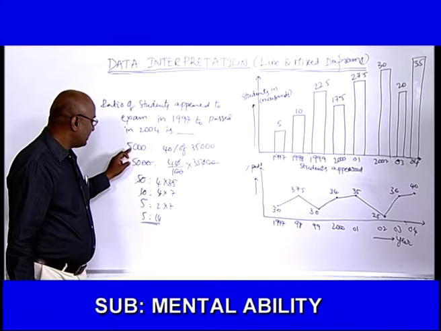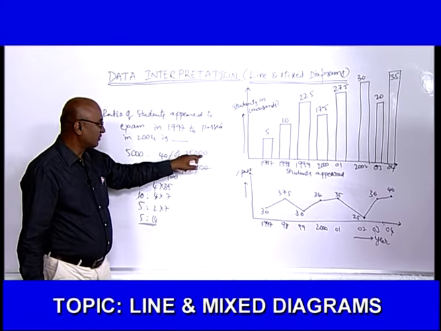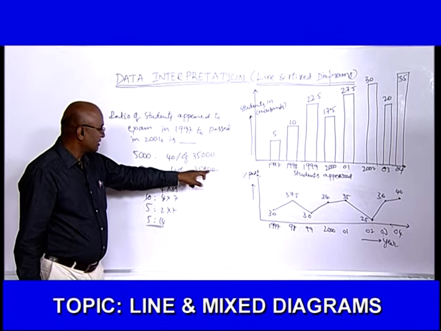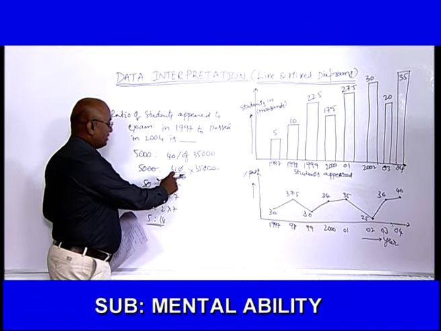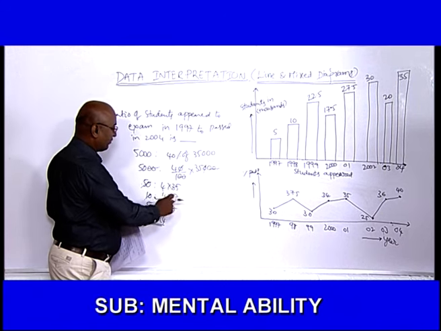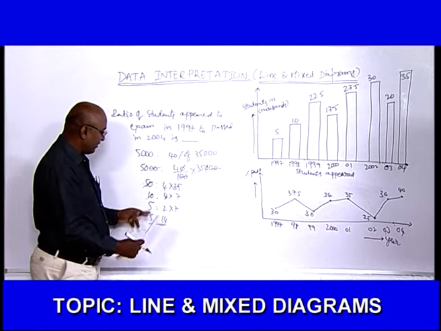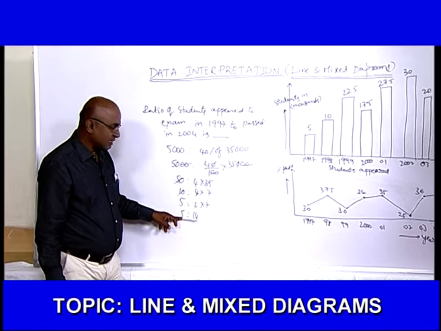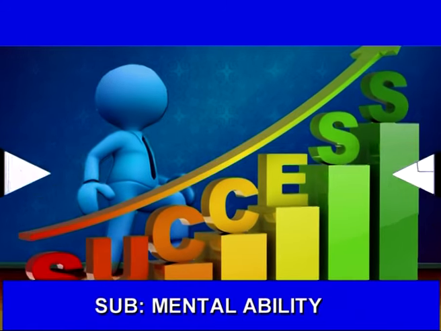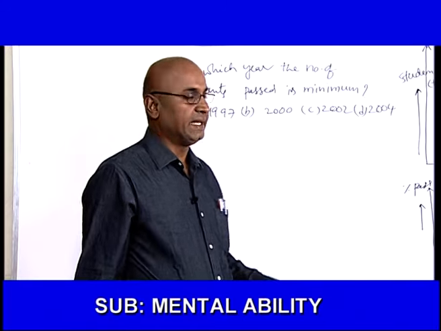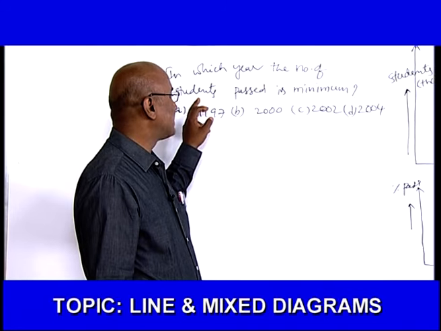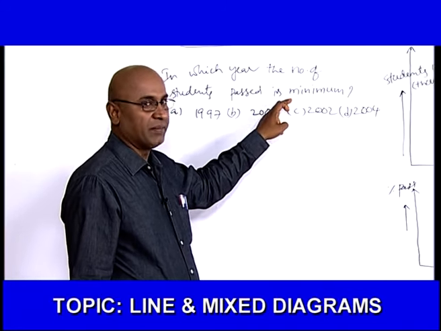So the ratio is 5,000 is to 40% of 35,000. So the simplification is like this. 2 zeros and 2 zeros can be cancelled. So that is now 50 is to 4 into 35. So that is 5 is to 2 into 2 into 7. That is nothing but 5 is to 14, the required answer. The next problem in this question is like this: in which year is the number of students passed minimum?